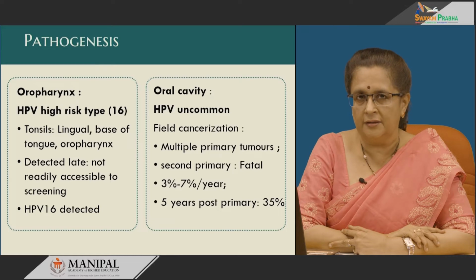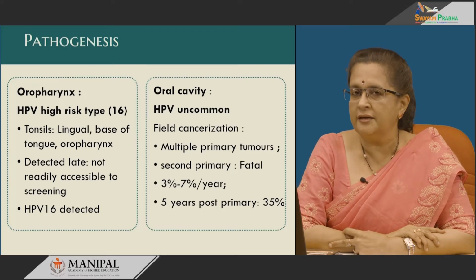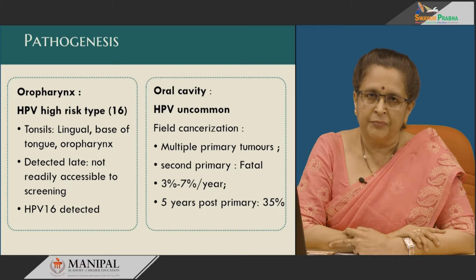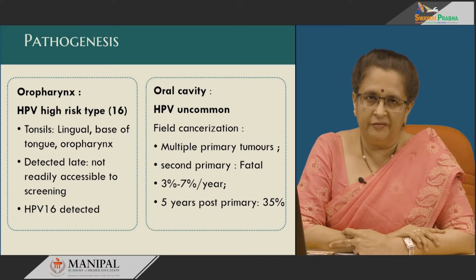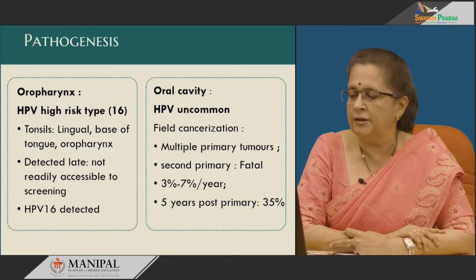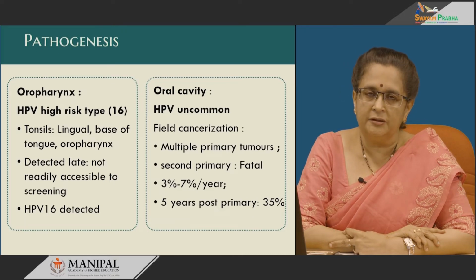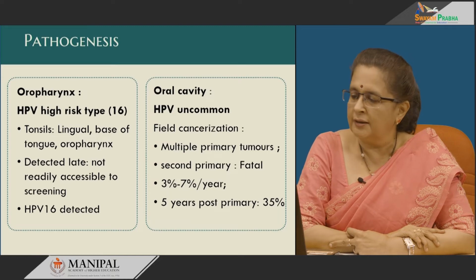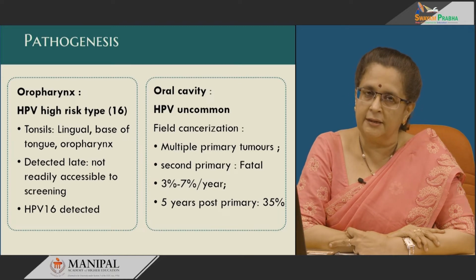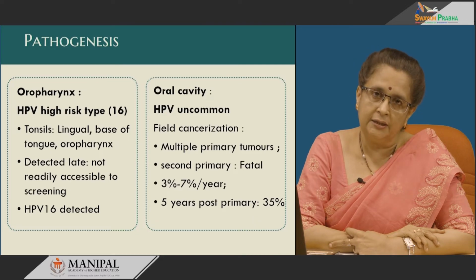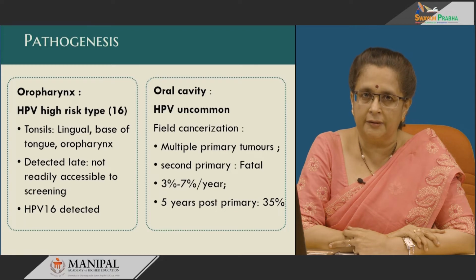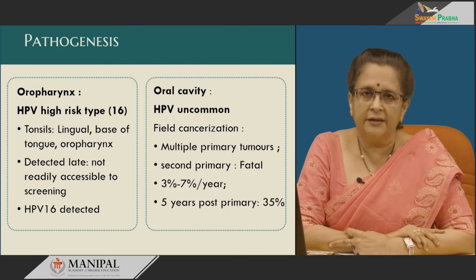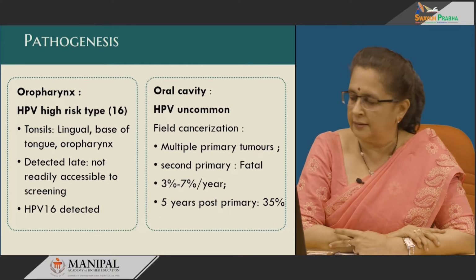Tobacco is the main cause, and tobacco gives rise to field cancerization, that is, multiple areas in the oral cavity would be affected by the cancerous agent, and therefore, multiple primary tumors are common. After the initial tumor is detected, the second tumor is usually fatal and it occurs at a rate of 3 to 7% per year. Once the first one is detected, there is a 35% chance of a second primary occurring within 5 years.